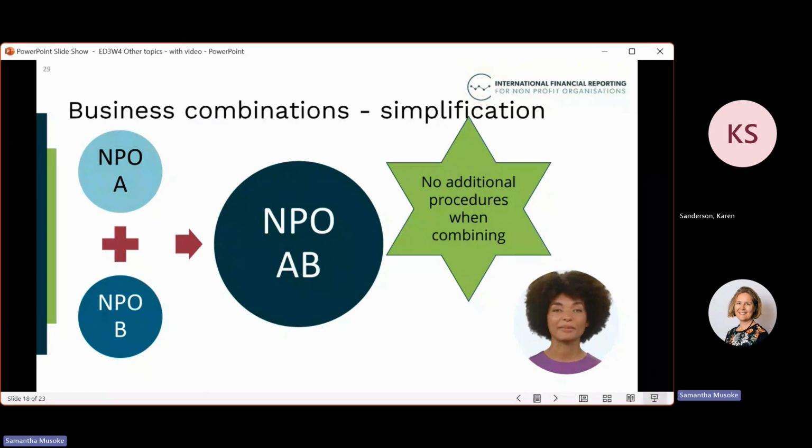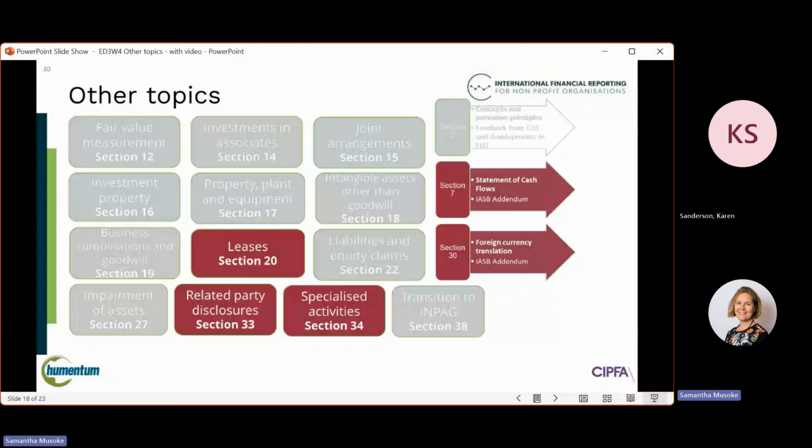There are 5 other topics, including Sections 7 and 30, which were included in previous exposure drafts and are updated to reflect additional proposals made by the International Accounting Standards Board. There are no proposed changes to Section 20 on leases and Section 34 specialized activities, other than for editorial purposes. The 5th section is Section 33 on related parties. This was partly covered in the ED3 video on expenses.